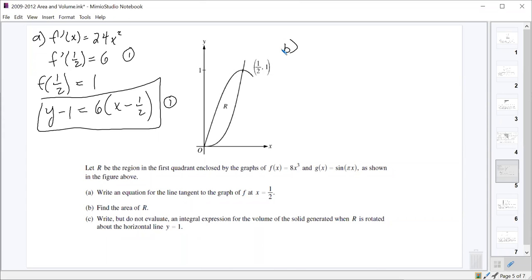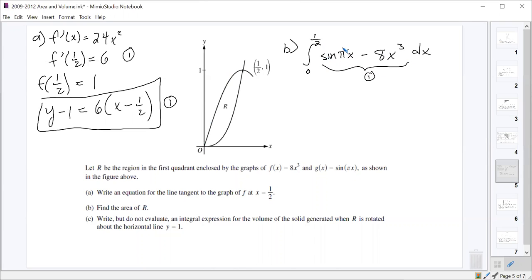Part B got a little bit more difficult with the area here, just because of the integral of sine pi x. So to find the area, we need to integrate from 0, our lowest x value, to 1/2, our highest x value. And we need to do the upper function minus the lower function. Which one is the upper function? Is that 8x cubed or is that sine pi x? Sine pi x. Should be sine pi x minus 8x cubed dx. And so that was worth 1 point if you had the appropriate thing in the integral there.